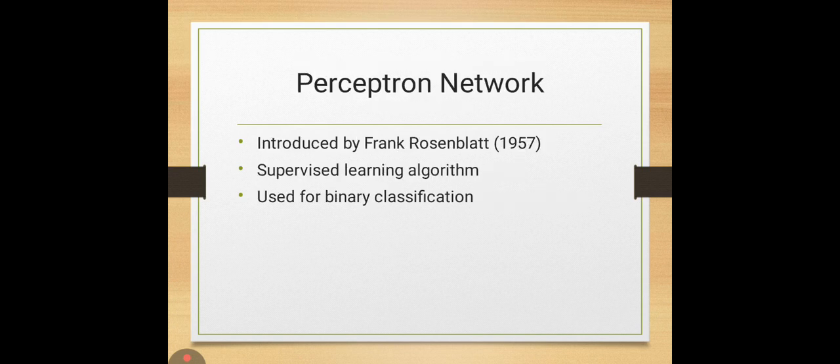And what is a perceptron network? The perceptron network was introduced by Frank Rosenblatt in 1957. It is a supervised learning algorithm. It's mainly used for binary classification problems. It's one of the earliest models of artificial neurons. The perceptron decides whether an input belongs to one class or another.